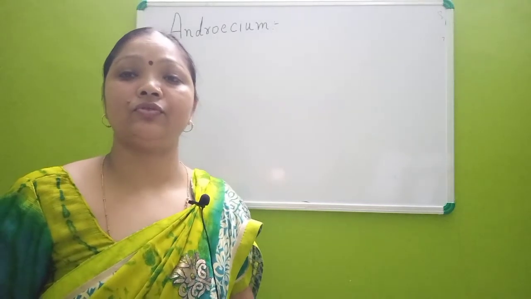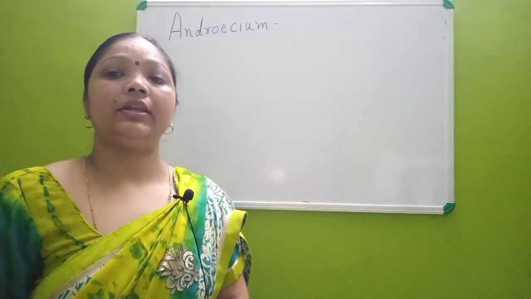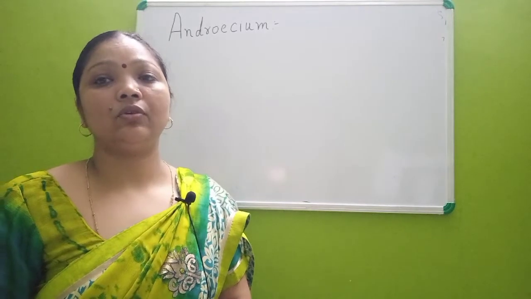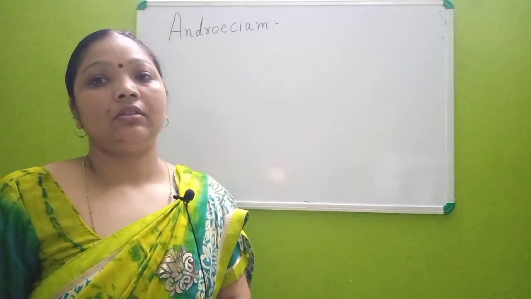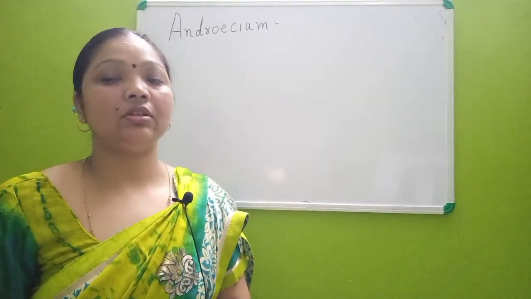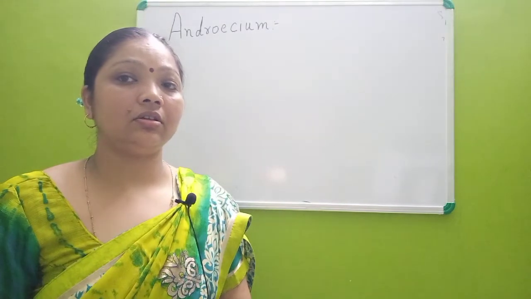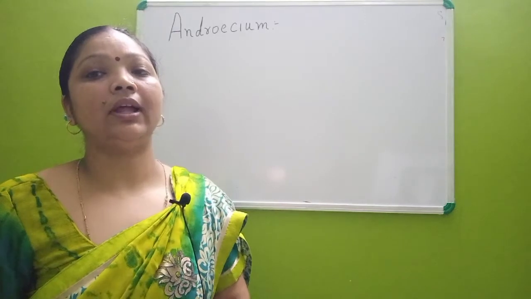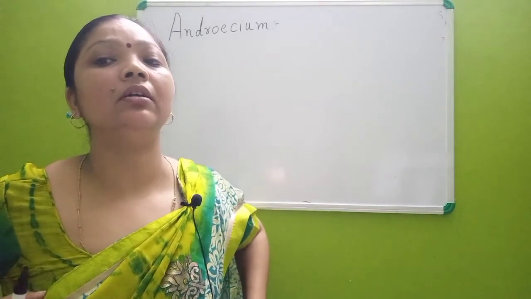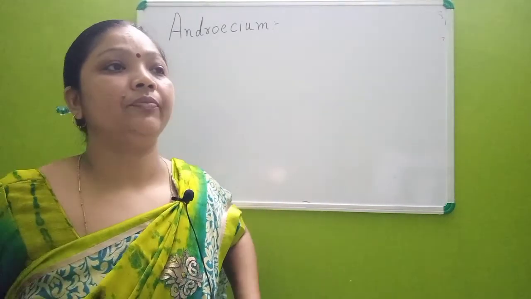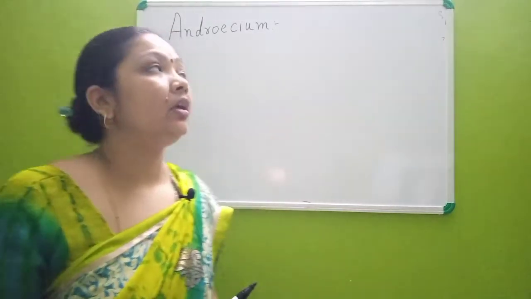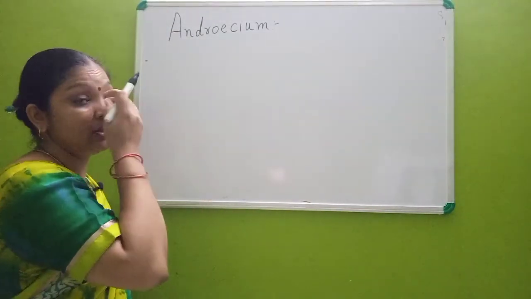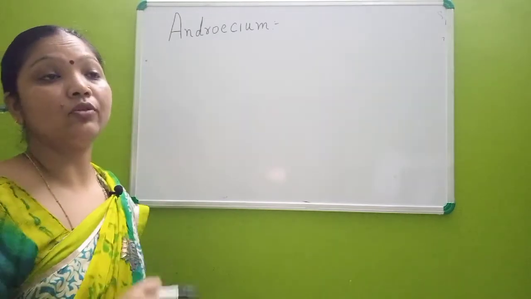Good morning, students. Now our next topic is after corolla, about the two essential whorls of the flower. The first essential whorl that participates in the process of reproduction is androecium. So first we'll study the first whorl, that is androecium.